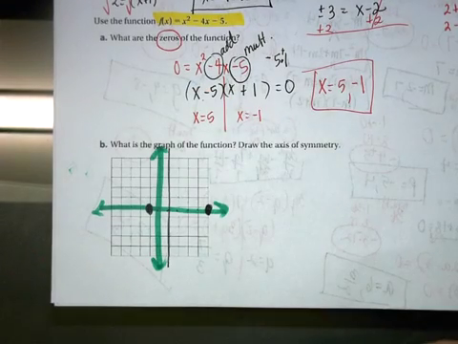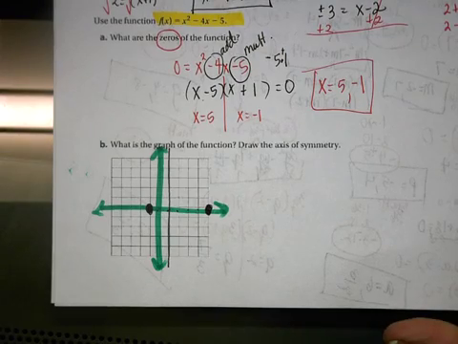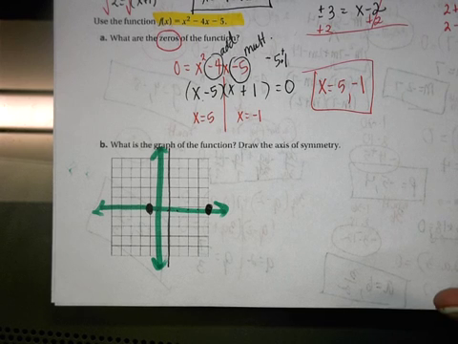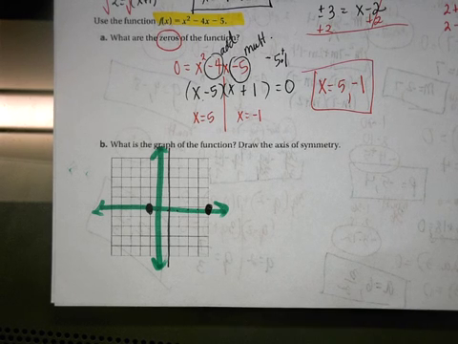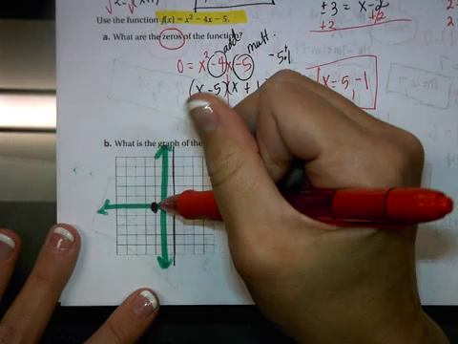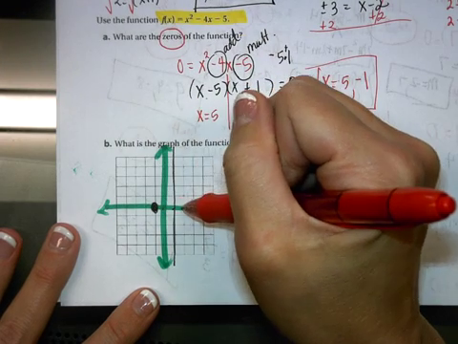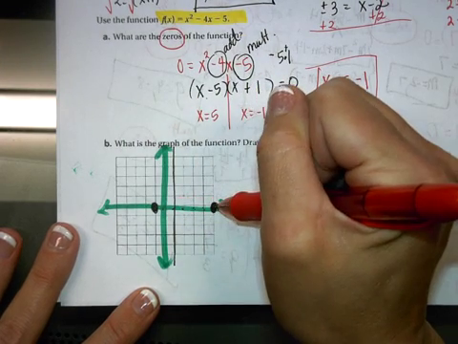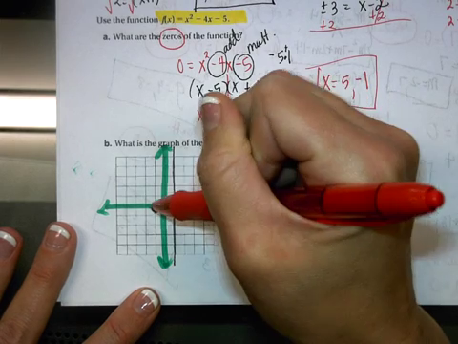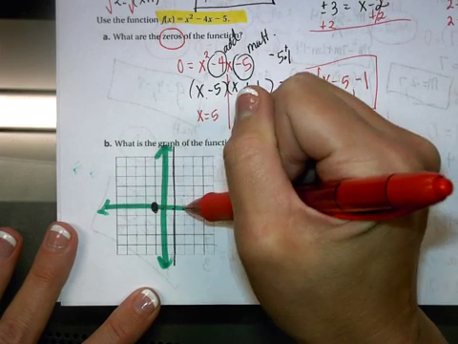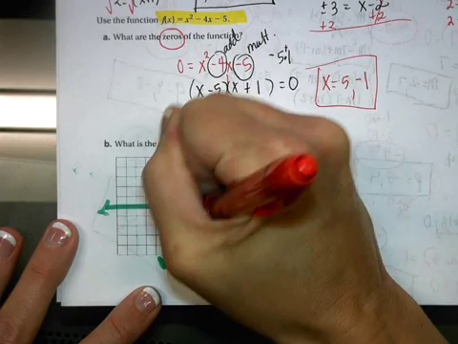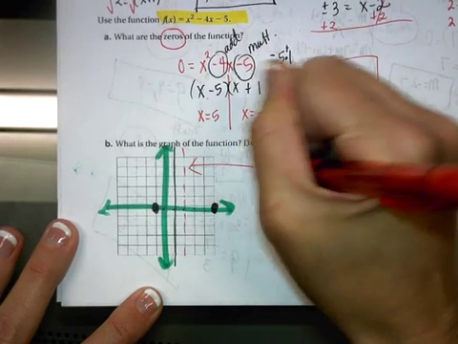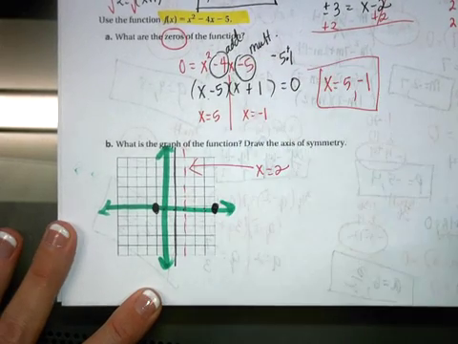Now it says to draw the axis of symmetry. Where would the axis of symmetry be? 2 is correct. How do we know? There's 1, 2, 3, 4, 5, 6 numbers, right? Remember this from yesterday? And so in the middle would be 1, 2, 3, and that is at x equals 2.